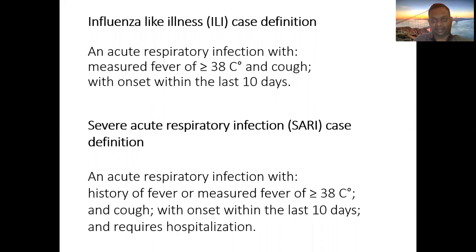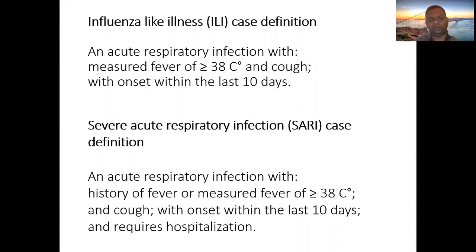Influenza-like illness, WHO case definition: an acute respiratory infection with measured fever of more than or equal to 38 degrees centigrade and cough with onset within the last 10 days. In contrast, severe acute respiratory infection, the SARI case definition, is an acute respiratory infection with history of fever or measured fever and cough with onset within the last 10 days and requires hospitalization.